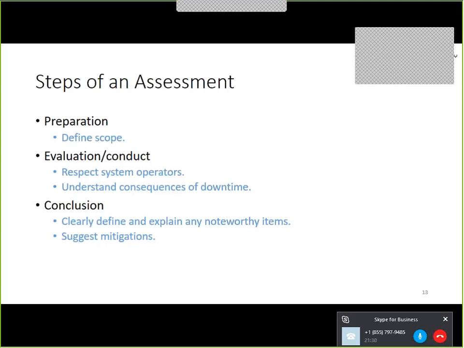Violation of a scope statement on a professional assessment is grounds for legal action. They can either sue you or criminal charges can be pressed. Okay. We'll talk about what the legal aspect is, right?